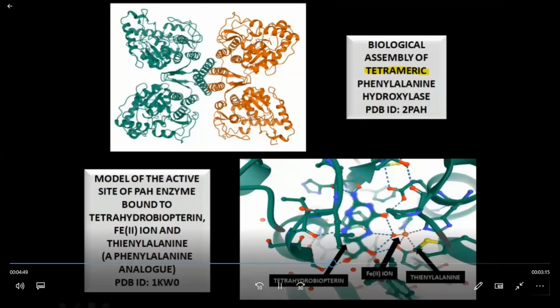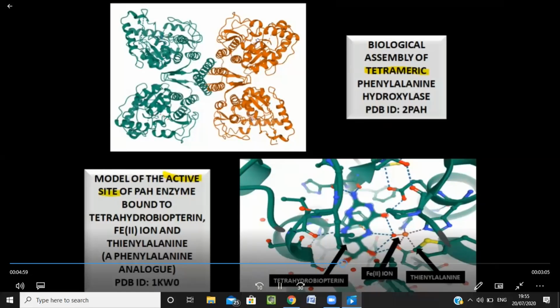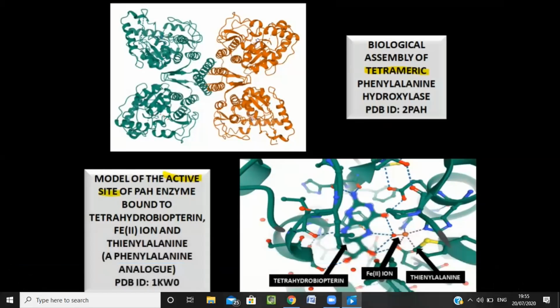This is a model of the active site of the PA enzyme while it is bound to a tetrahydrobiopterin molecule, a ferrous ion, and a thienylalanine molecule, which is a phenylalanine analog. Here we can see that the geometry of the ferrous ion is an extremely distorted square planar, and also the thienylalanine molecule is interacting with pi stacking interactions with the imidazole ring of the histidine below it.